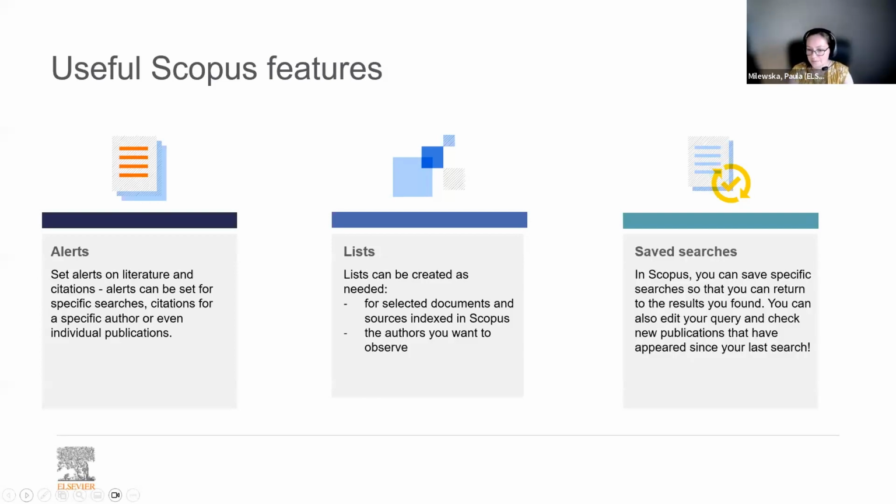And saved searches. In Scopus, you can save specific searches. Later on, you can return to the results you found. You can rerun the same search that is visible for you on the Scopus database. But please remember that in Scopus, you need to save a search to see it on your search list. It's not something that will be done automatically. If you prepare a perfect search query, an advanced search query, for example, which gives you very relevant results, just remember to save this search.